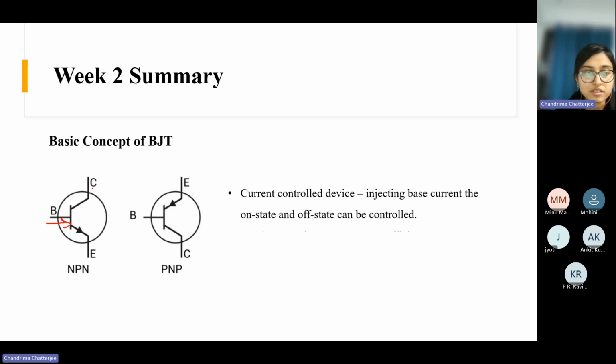The current flows like this. In this direction, the current flows. For PNP, the arrow is already in this direction, so you can understand the current direction will be like this from the emitter, and the current will go like this and this.